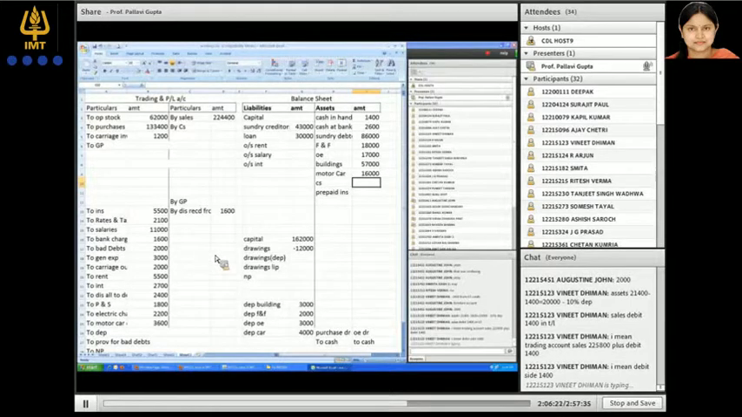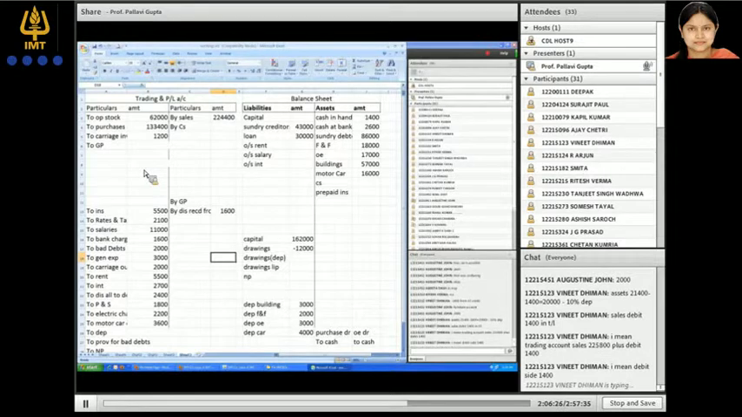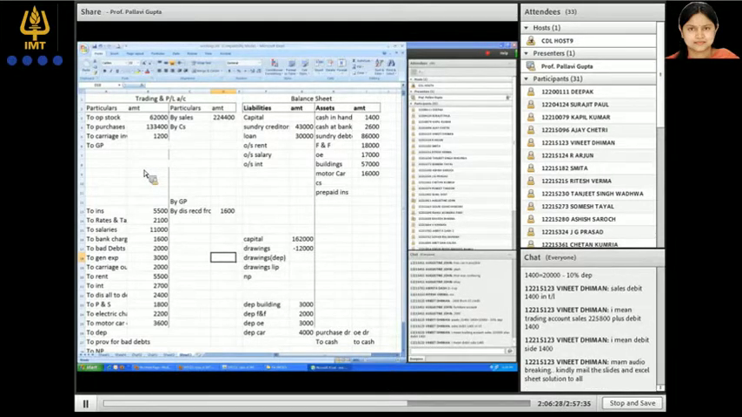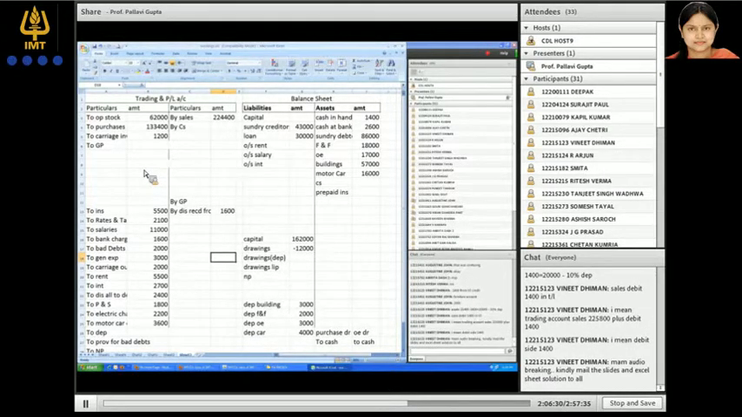So we have done with the first adjustment entry, which was relating to depreciation. Any doubt relating to this adjustment?